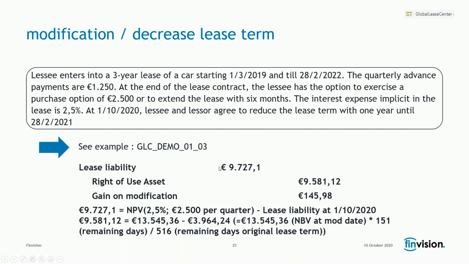So what he does, the lease liability, that's your new net present value, 9,727. That's a difference. And then you calculate what is now my right of use asset. It's not 9,727 because I have a partial termination of a portion of the lease. So we'll have to calculate the impact of that. What you then do, and that's the difficult part here, I will take the net carrying value of the lease before the modification.